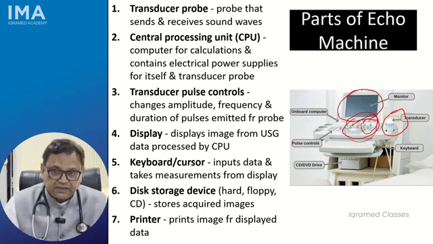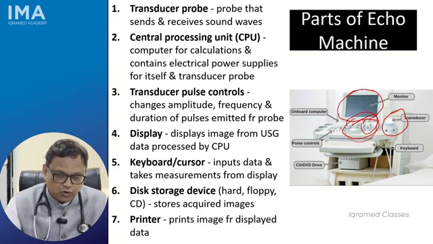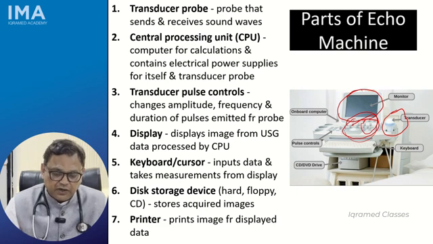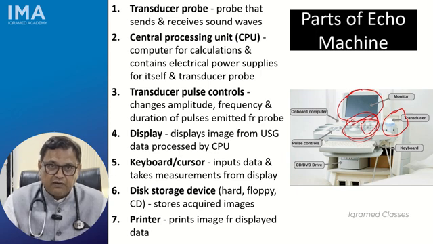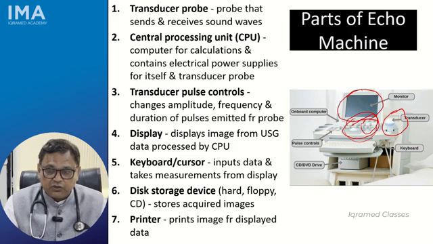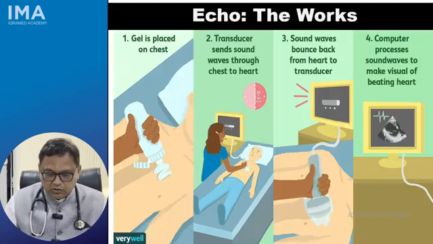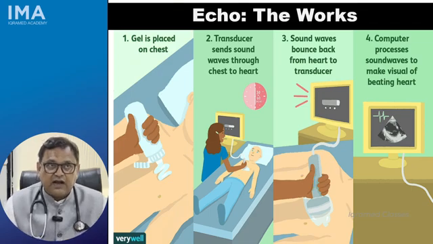Also you can take some measurements on the display and on the print. And then there are disk storage devices which can store the image, and there is a printer where you can print this stored image as well. So these 7 parts are parts of the echo machine, and we will show you exactly in an echo machine, but I've already shown you in the photo all the different parts of the echo machine: transducer probe, the CPU, the transducer probe controls, the display, the keyboard, the disk storage device, and the printer. So now we need to understand how the echo works.